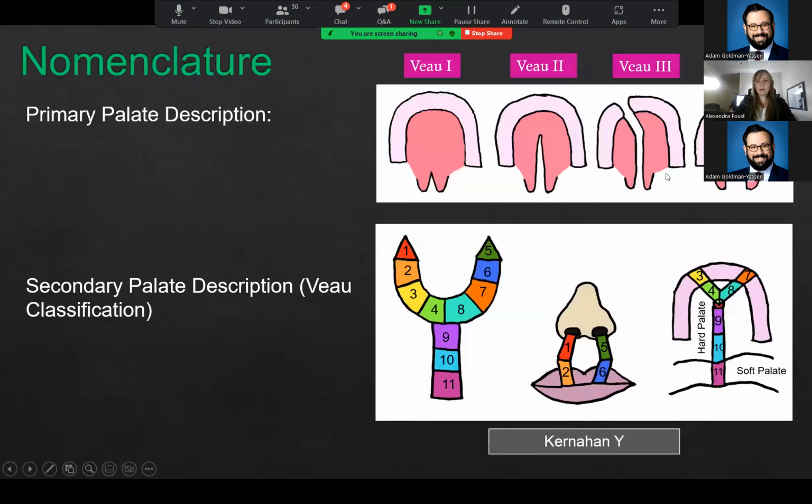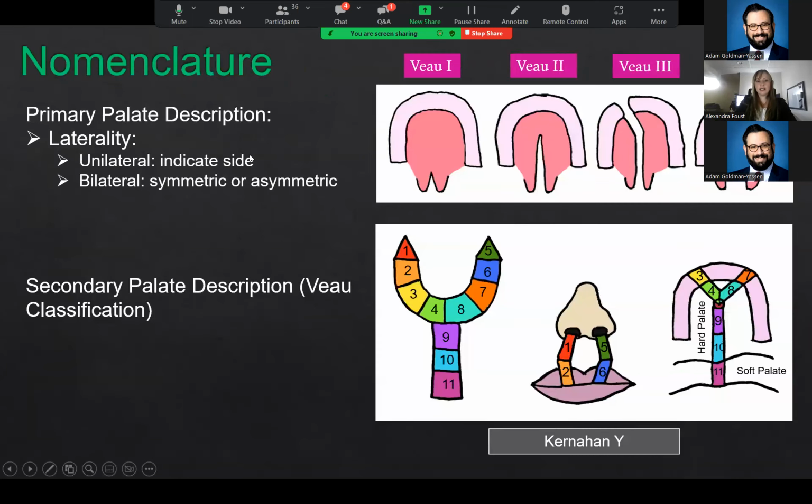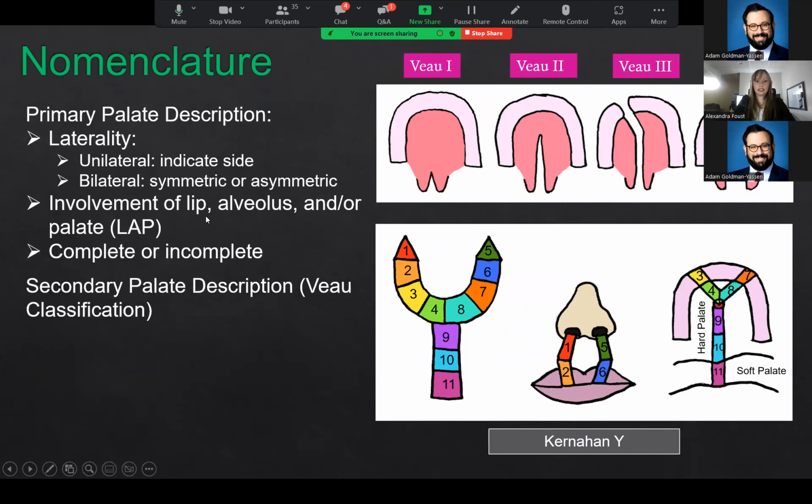And so the nomenclature then is just a point that's discussed in the literature a lot. Sometimes things get lost in translation between the radiologist and the surgeons working on these cases. And so I think it's usually best to just be descriptive with these cases. And so you want to talk again about the unilaterality. Is it unilateral or bilateral? If it is bilateral, are the clefts symmetric or asymmetric? Does it involve the lip, the alveolus, and the palate? And if it does, are they complete or incomplete?